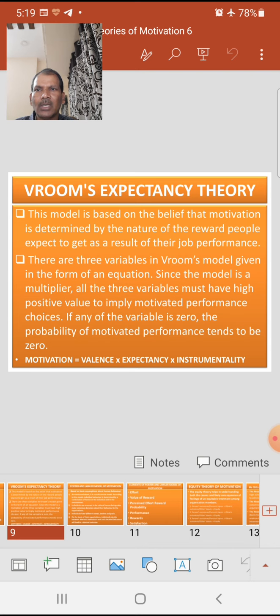Here motivation is equal to, as per Vroom, valence into expectancy into instrumentality. The relationship between valence, expectancy and instrumentality is a product relationship. All these three variables we will now discuss in detail.